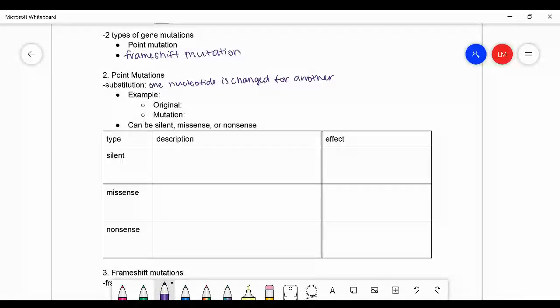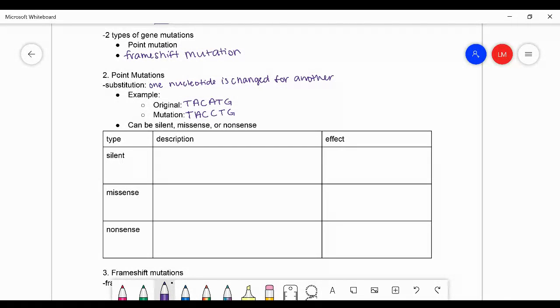So maybe an example here would be that our original DNA reads T, A, C, A, T, G. There is a mutation that happens, and now it reads T, A, C, C, T, G. So we're just swapping out one nucleotide for another. And these mutations, we can classify them as silent, missense, or nonsense. So we'll do a description and the effect on those.